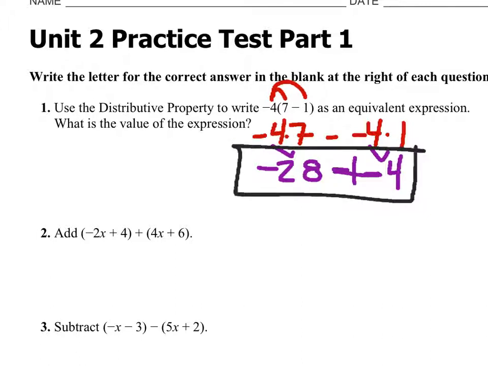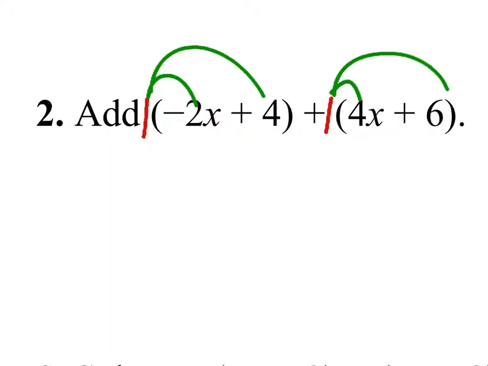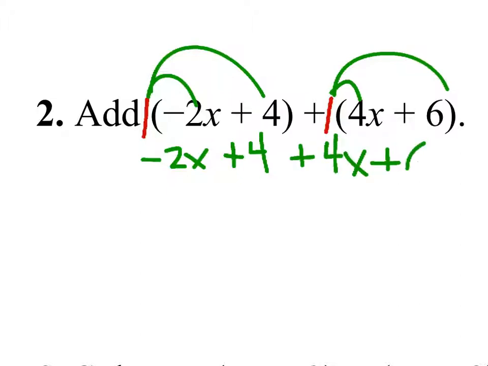But then we also needed to solve that. Negative 28 plus 4 is negative 24. All right, number 2. There are ones in front of these. They're just phantom ones. This may help us to see what we need to distribute into the parentheses. Of course, that's the identity property, so we'll get the same thing back, right? Negative 2x plus 4 plus 4x plus 6.